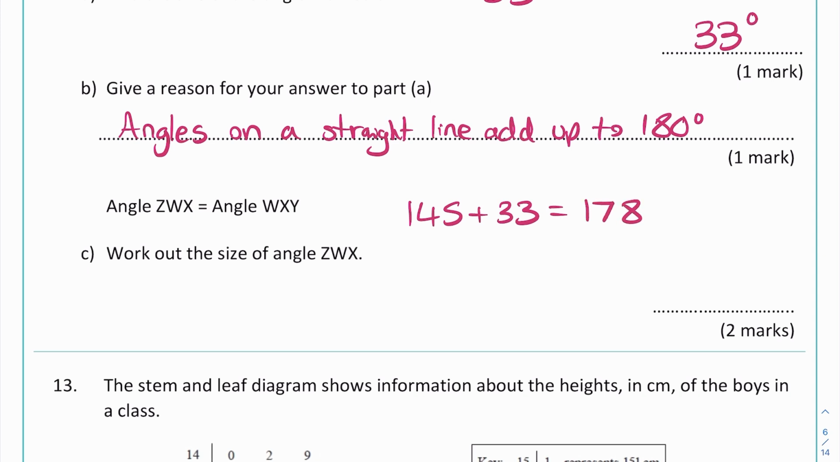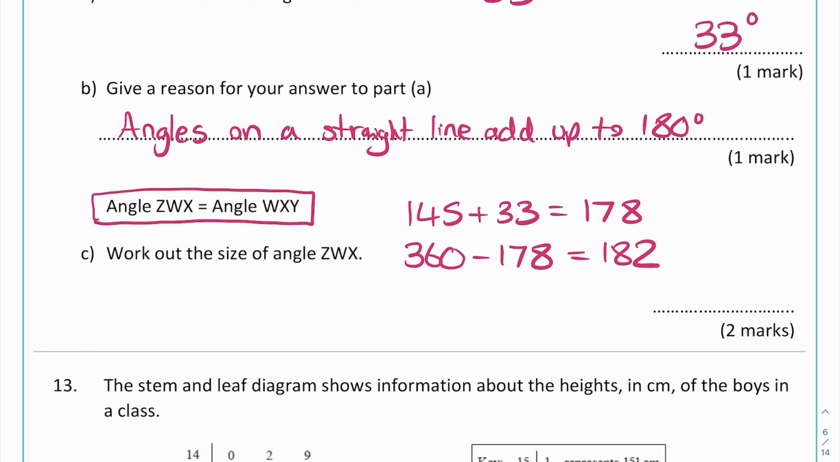So that currently adds up to 178. If we take that away from the total, 360, that will tell us what's left to share between those two angles, and that is 182 degrees. Now, as it says that those two angles are equal, we know that they are the same size. So all we need to do is take what we have left, 182, and divide that by 2.